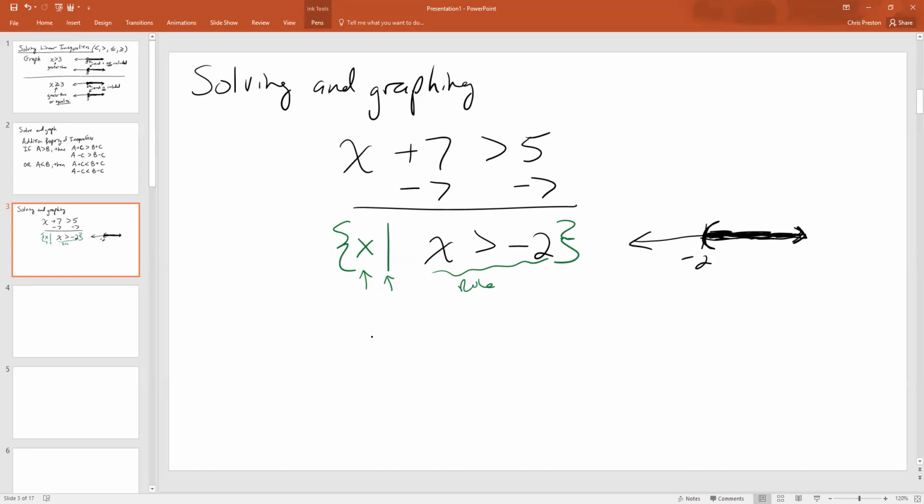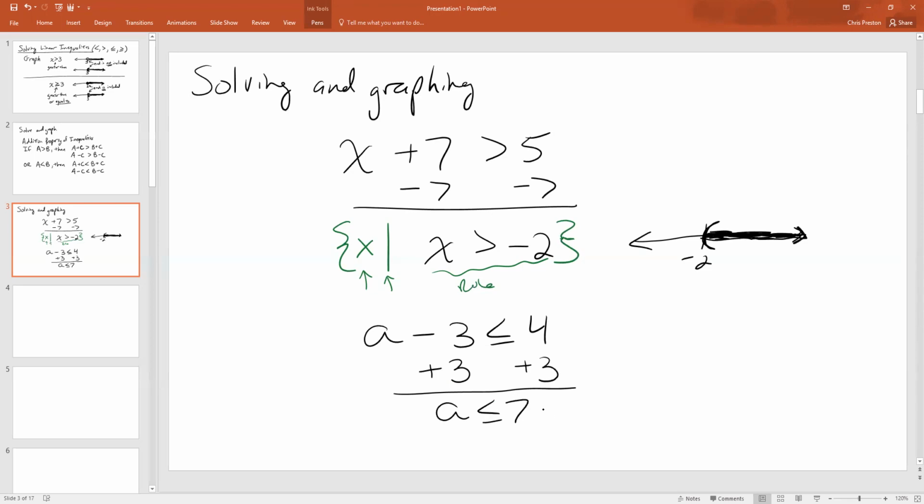Let's say I have A minus 3 is less than or equal to 4. So I want to solve that. Just like before, I'm going to look at my variable and look at what's with it. I'm going to get rid of that -3 by adding 3. Always think of the opposite operation here. That gives me A is less than or equal to 7. And again, if you want to, you can fancy that up. You don't have to, but it would be the set of numbers A such that A is less than or equal to 7.